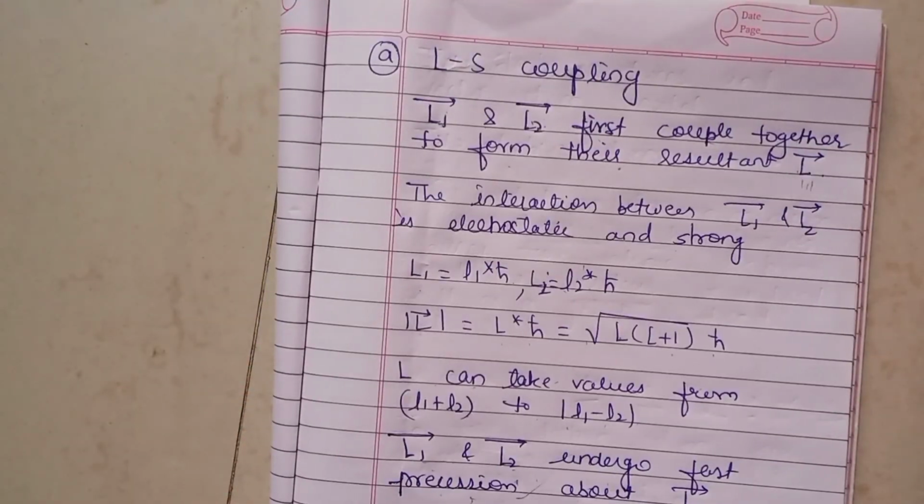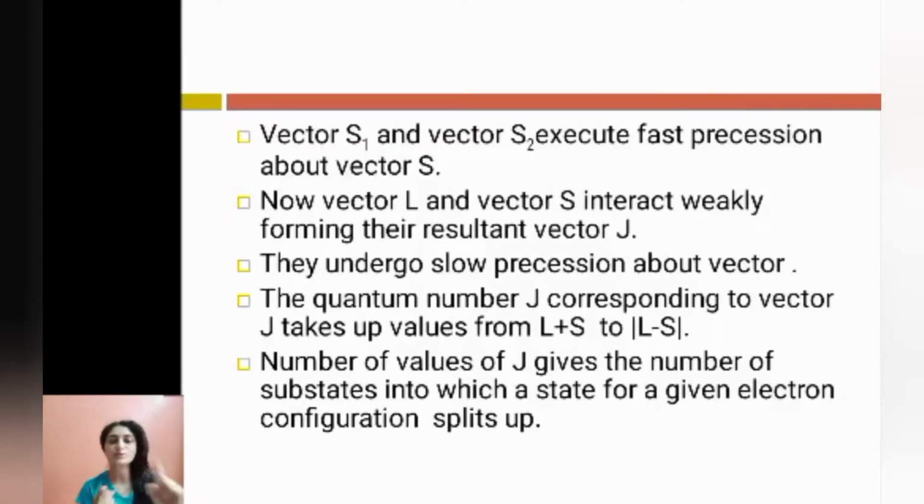So here what is happening is vector S1 and vector S2 execute fast precession about vector S, because we know that spin-spin interaction is also strong. If interaction is strong, the precession will be faster. Now vector L and vector S interact weakly, forming their resultant vector J. That means the spin-orbit interaction is weak, and that is how LS coupling is taking place.